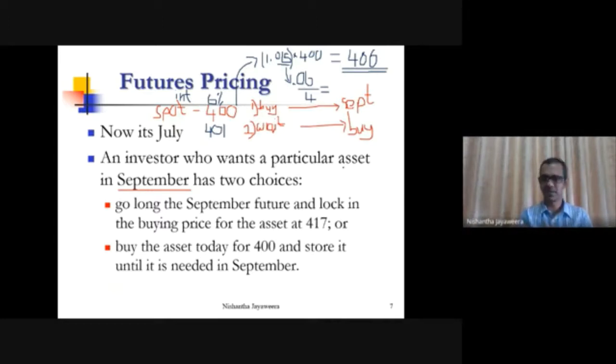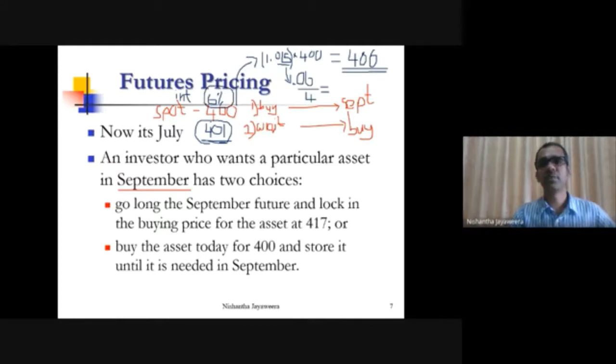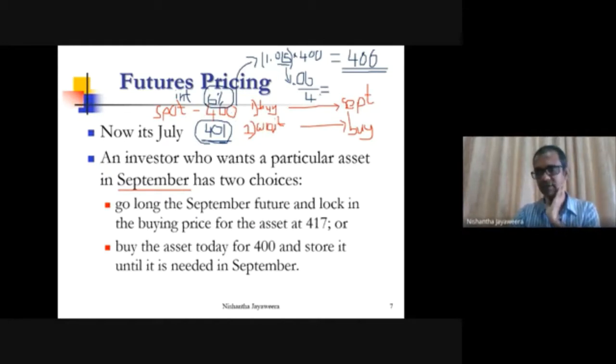If you are a rational person and you can predict this price fairly and it's accurate, you won't buy it today. So your expectation on price increase should be more than 6% per annum if you are to buy it today. If it is less than that, you can postpone it until September to buy. So this interest component is something important in this context.